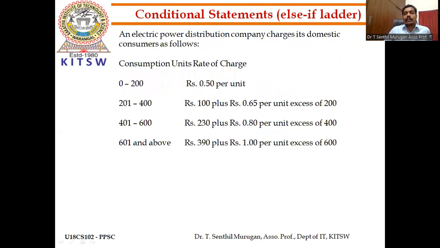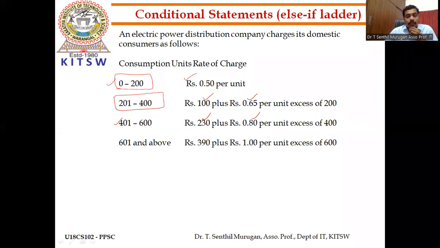See here, a simple electric power distribution example. They want to check how much amount is to be charged. First it will check whether the electric reading is 0 to 200, then it will calculate 50 per unit. If that fails, it will check whether it is 200 to 400. If it is 200 to 400, then 100 plus 65 per unit. If it does not belong to that, then we have to check 400 to 600, then 230 rupees, 80 rupees we will charge per unit.